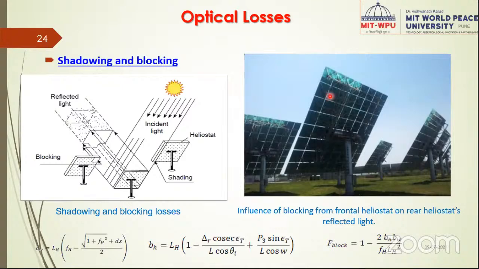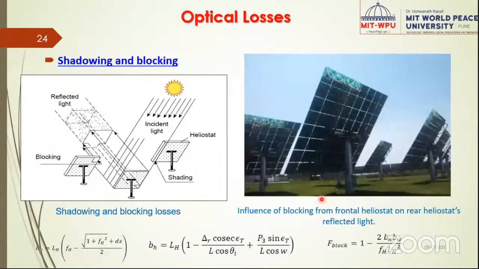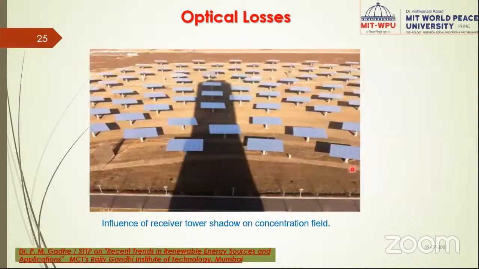So for calculation of the cosine effect or cosine loss, there is an equation. By using this equation, depending on the position of the mirrors, we can easily find out the cosine effect or the cosine loss. In the same way, for finding out the blocking loss, there are equations. By using these equations, we can find out the blocking, and accordingly we can position the heliostats in the heliostat field.